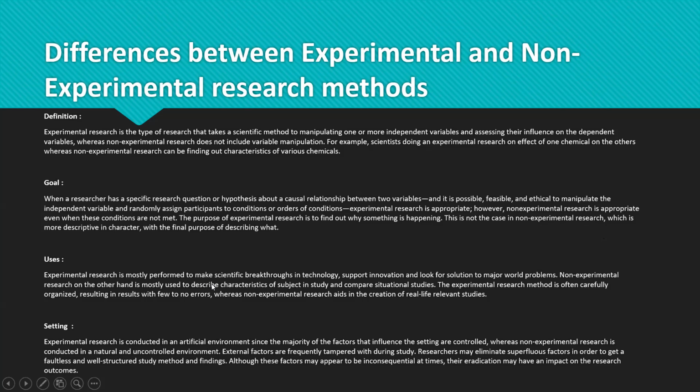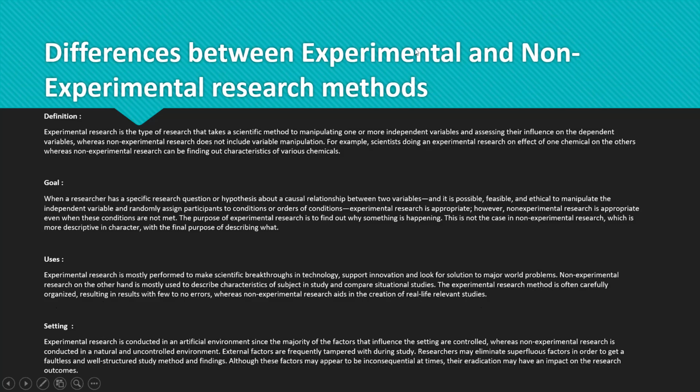Experimental research is mostly performed to make scientific breakthroughs in technology. It's for innovation and advancement in technologies, to support innovation and look for solutions to world problems. Whereas non-experimental research is mostly used to describe characteristics of subjects, for large-scale studies and comparing situational studies. Experimental research is often carefully organized, resulting in findings with few to no errors because it's meticulously performed, whereas non-experimental research creates real-life relevant studies.